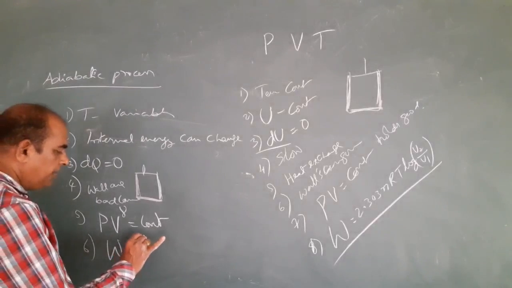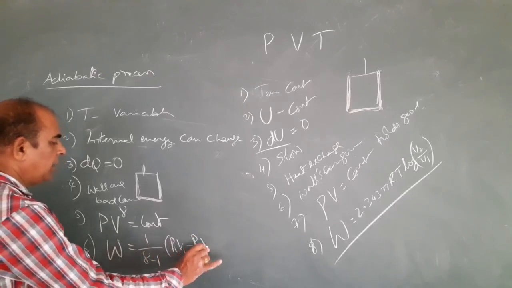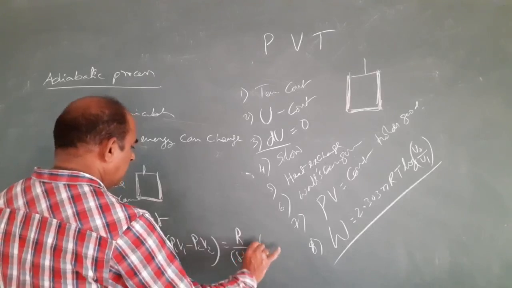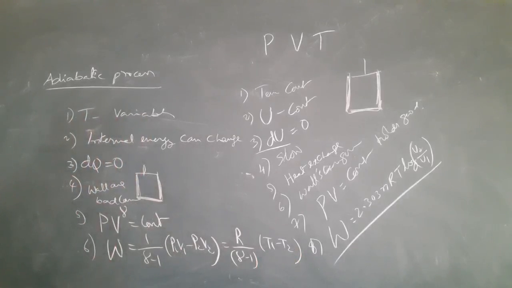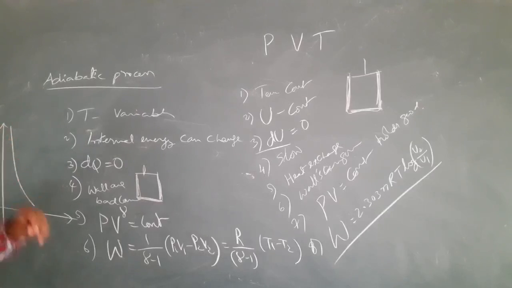The formula is 1 by gamma minus 1, into P1V1 minus P2V2. And one more formula is R by gamma minus 1 into T1 minus T2. This is also a work done formula. If you plot the pressure-volume graph, we get a curve like this. So this is the adiabatic curve. The slope of the adiabatic curve is gamma times the slope of the isothermal curve.